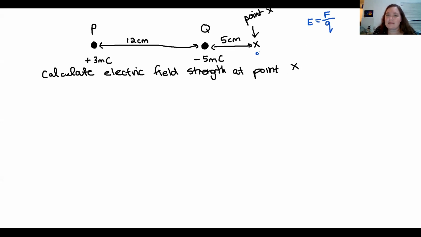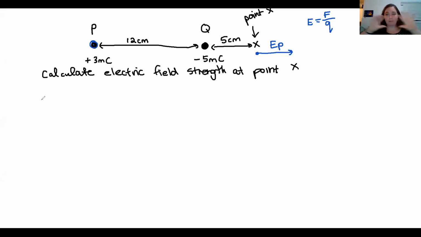So remember that at this position X, we imagine we put a positive point charge there. So if you're confused about which direction things are going to act in, X is not a charge, but what is at X is positive, always. So if we look at P, if this is positive and this is positive, it would be repelled away from P. So the electric field strength due to P is going to be towards the right. That's my direction.